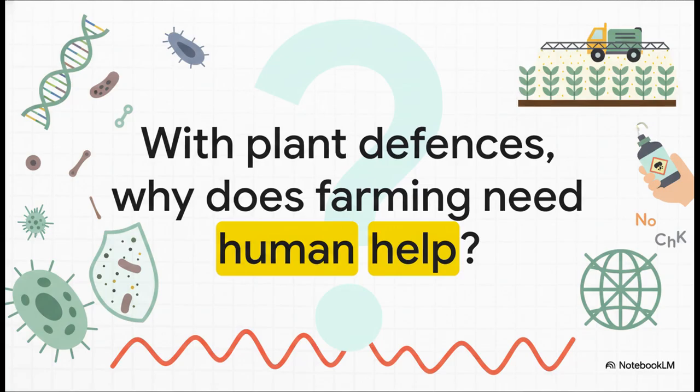And that leaves us with one last big question to think about. We've just seen how incredible these built-in plant defenses are. So, why do they sometimes fail on such a massive scale that our global food supply still needs so much help from pesticides? What is it about modern farming that changes the game? Definitely something to chew on.